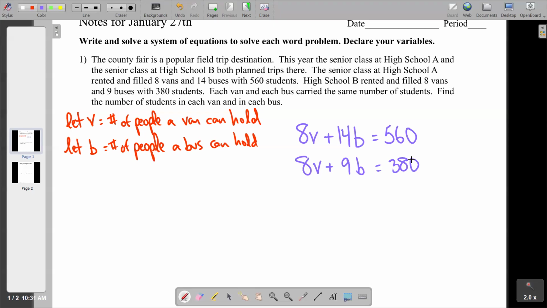Do you have any questions so far about step 1 or step 2? What's step 1? Declare, tell the world. What's step 2? Write a system. Write your equations. Write your system. Step 3, want to guess? Solve it.